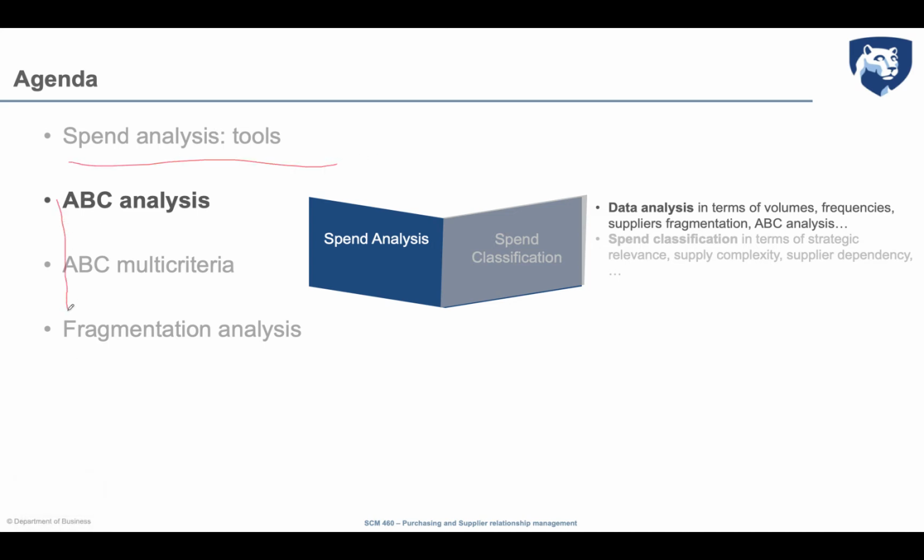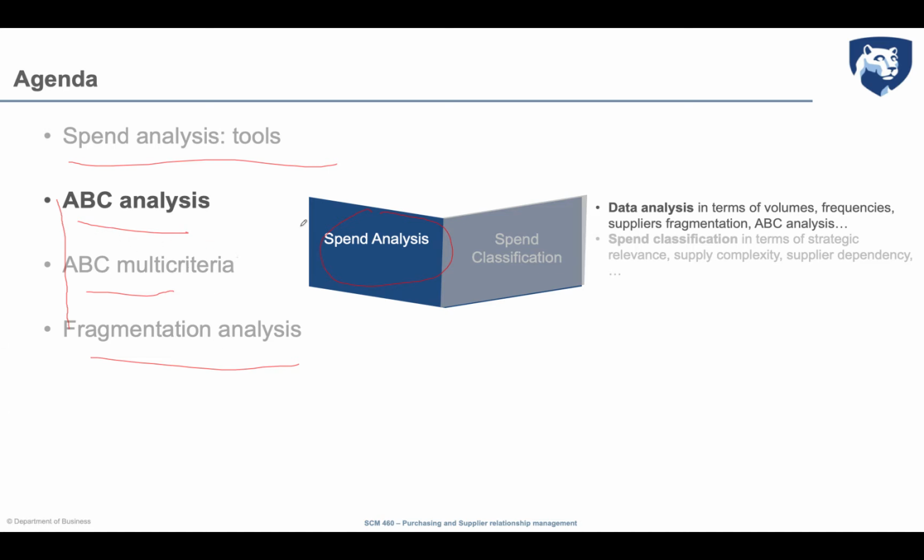This pool of tools falls under the name of spend analysis. In particular, these are the three tools that we will include as supporting the spend analysis step in the portfolio management process, so the management of the purchasing category in an integrated way. We will see ABC analysis, ABC multi-criteria, and fragmentation analysis. And the first tool that we have analyzed is the ABC analysis.